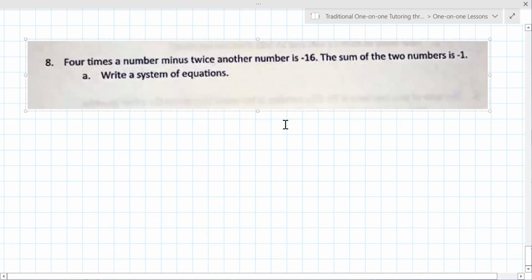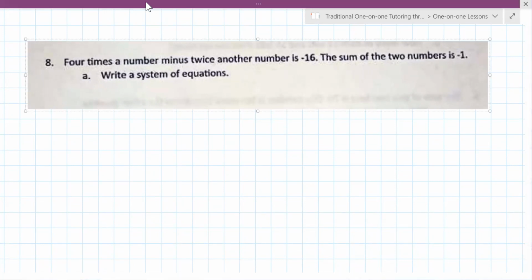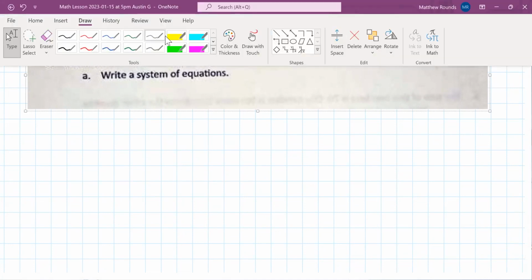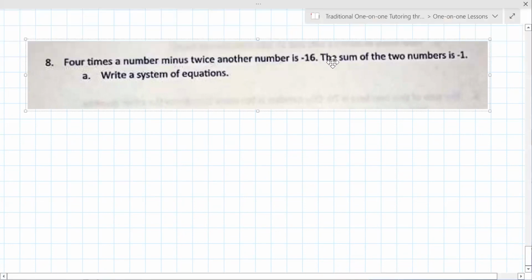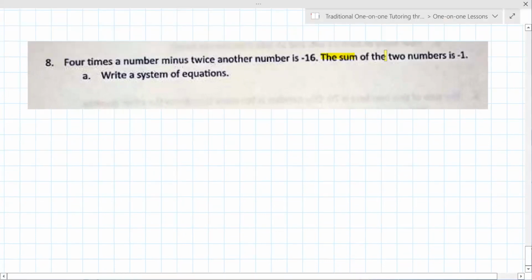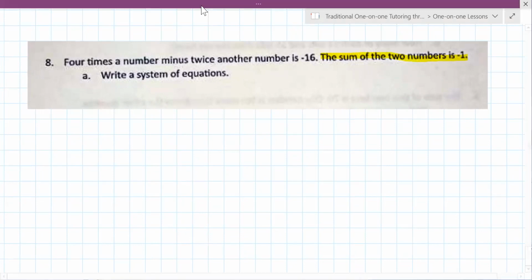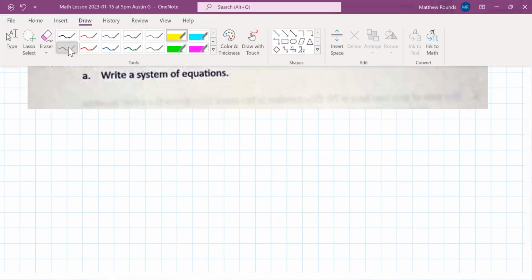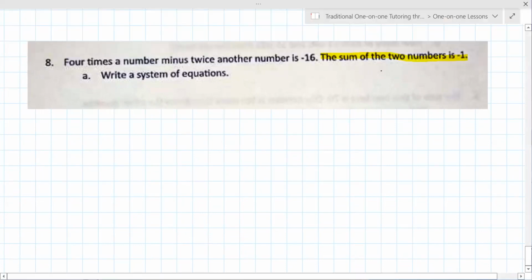It says, 4 times a number minus twice another number is minus 16. The sum of the two numbers is minus 1. So I'm actually going to start with that question. Sometimes your preference is what's the easier one? So the sum of the two numbers, I'm going to call them x and y. X plus y is minus 1.